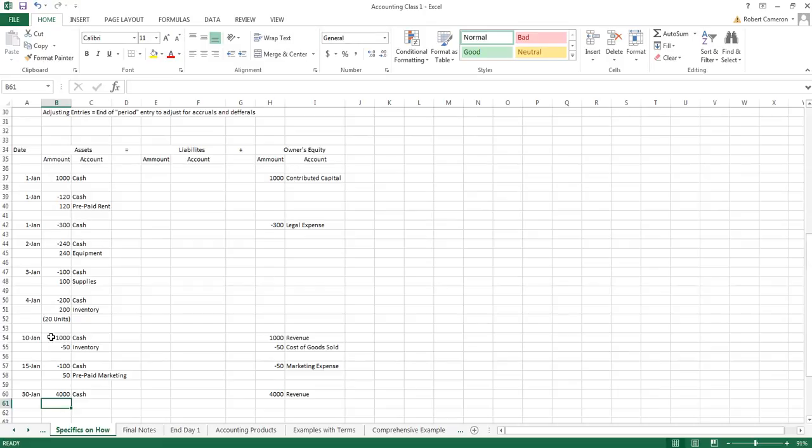And we're selling 15 units. It was at $10 a unit. So negative 150, and that is going to be, and I'll just abbreviate, cost of goods sold, COGS. Again, every sale of inventory is going to have at least 2 aspects to it: the cash and the revenue, and the cost of goods sold.